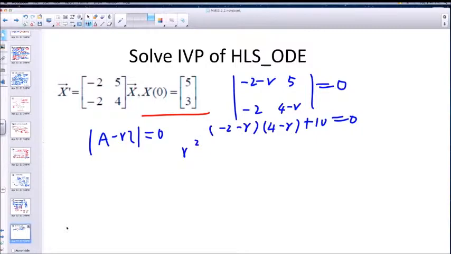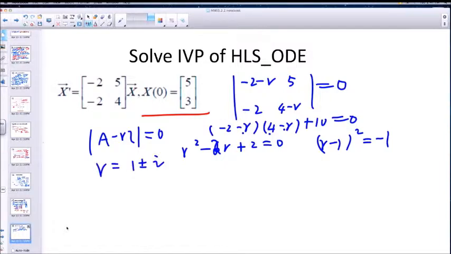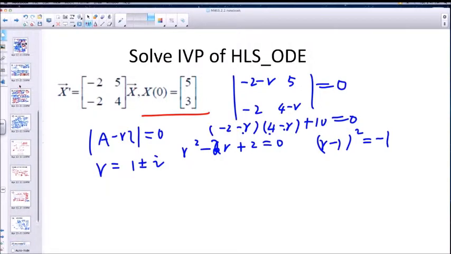Then it's r squared minus 6r plus minus 8 plus 2 equals 0. No, minus 2 plus, that's minus 2. And then this solution is r minus 1 squared equal negative 1. And you get that r equals 1 plus minus i. That's your eigenvalue. And what's your eigenvector?